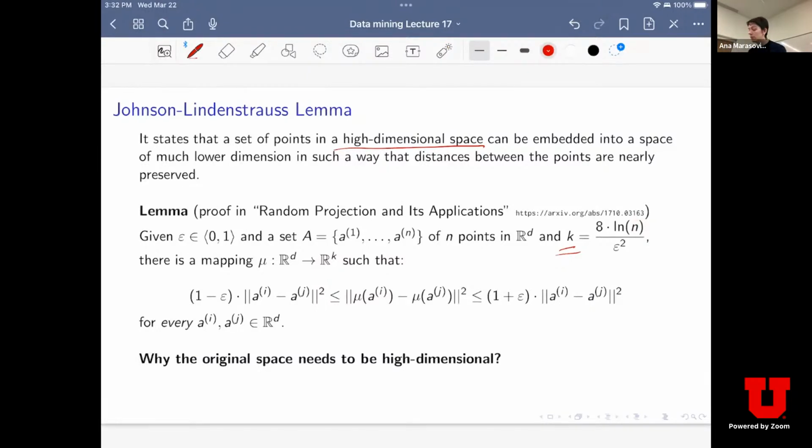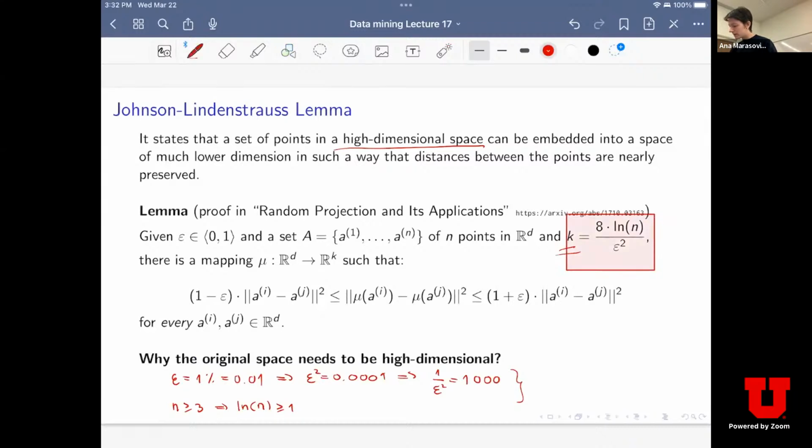That just comes from how we define k. So let's say you have epsilon of 1%, which is 0.1. This is how much error you allow. This means that your epsilon squared is going to be 0.01, and your 1 over epsilon squared is going to be 100. Okay, let's see when ln n is going to be larger than, let's say, 1. It turns out if you have at least 3 points in your data set, then ln n is going to be larger than 1. Which means that when we use this formula, your k for these values is going to be larger than 8000.